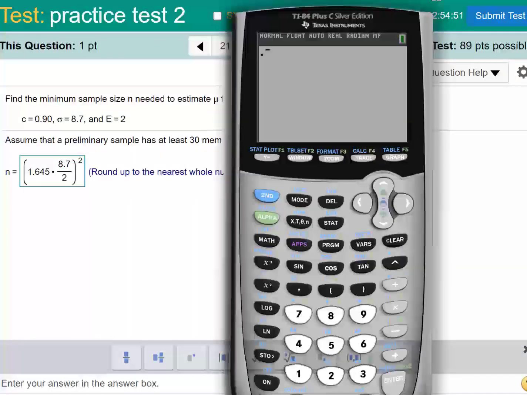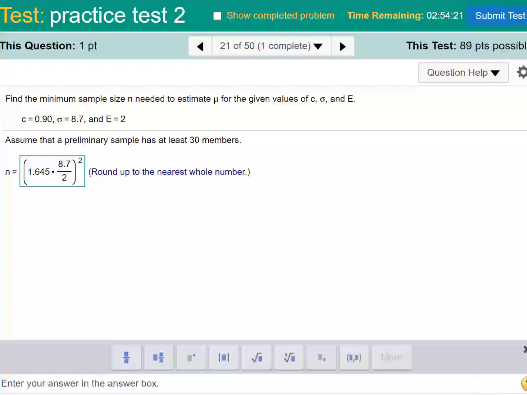it will be 1.645. Oops, I got 0.645. 1.645. That's the critical value for 90%. Times 8.7. Then divide by 2. And then you need to square this number. And you need to round up, so the answer will be 52. So when you input your answer right there, you just put n equals 52.